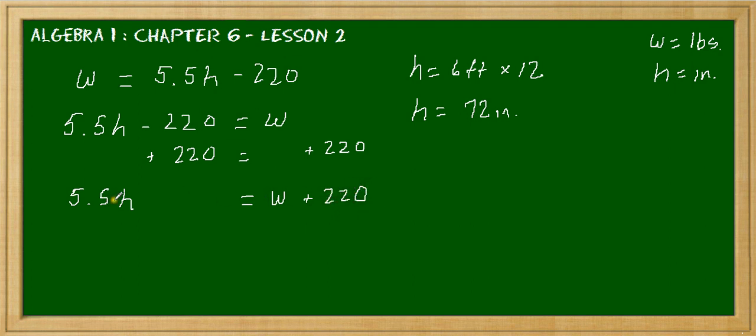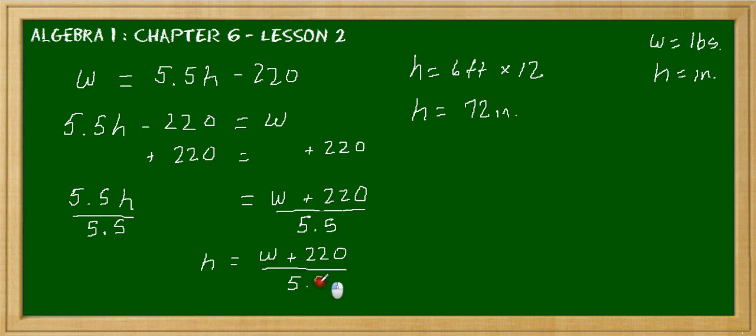We'll have to do one more thing here, and yeah, you probably guessed it. You probably shouted at the monitor. It's divide by 5.5, right? So we're going to divide each side by 5.5, and then ultimately what we'll get here is h is equal to w plus 220 divided by 5.5.